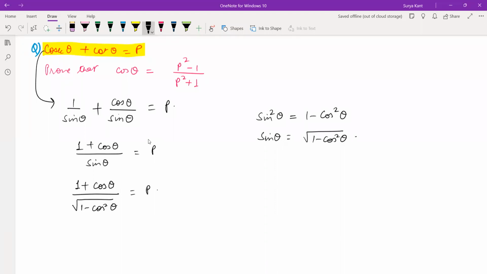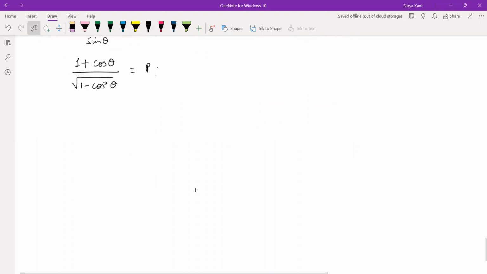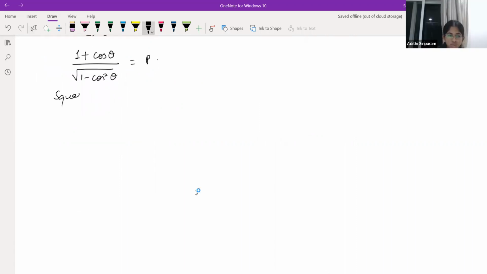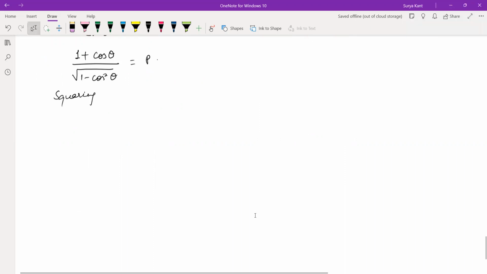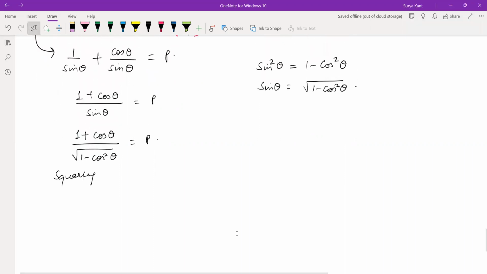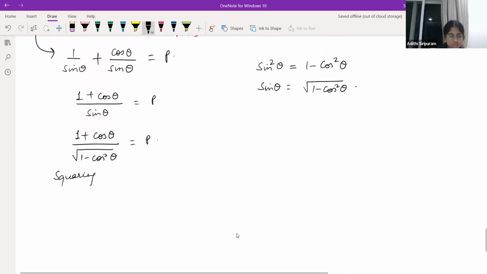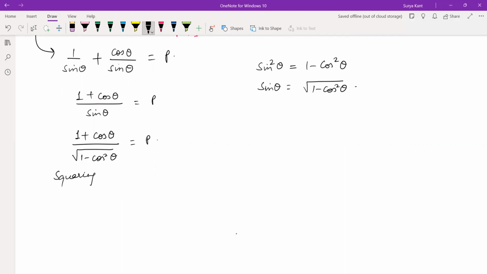Now only cos theta can be done now. Now we can do squaring both sides. I didn't understand. How did you get root? Like sine square theta is equals to 1 minus cos square theta. Okay, you took the root here or the square here you took there. Okay, if we remove the square, we'll get that.